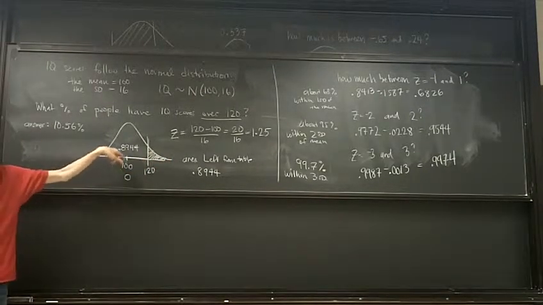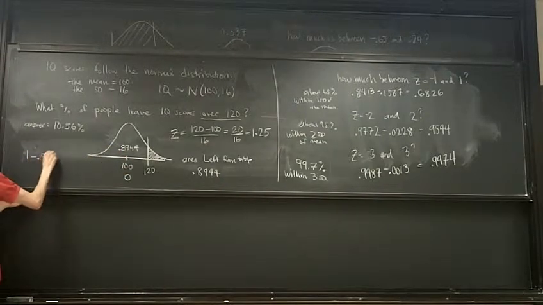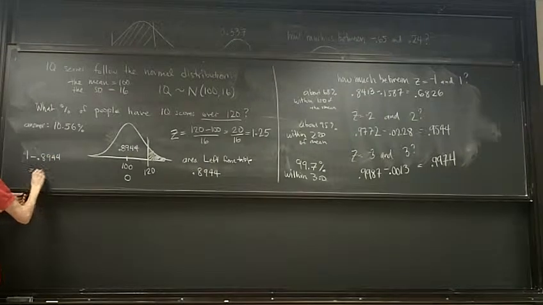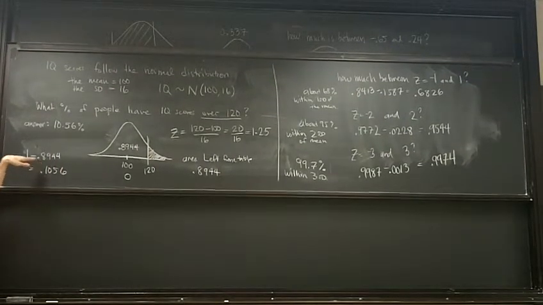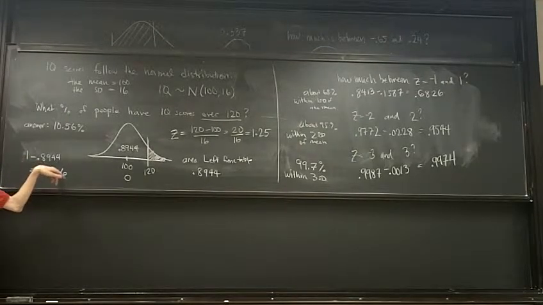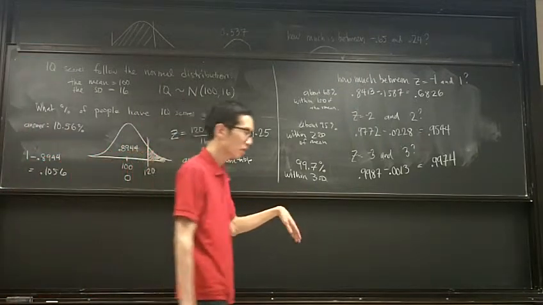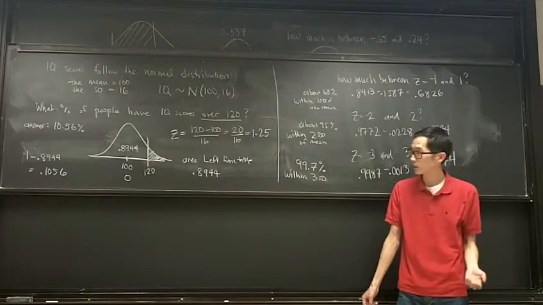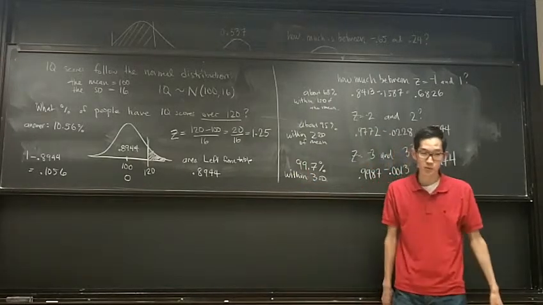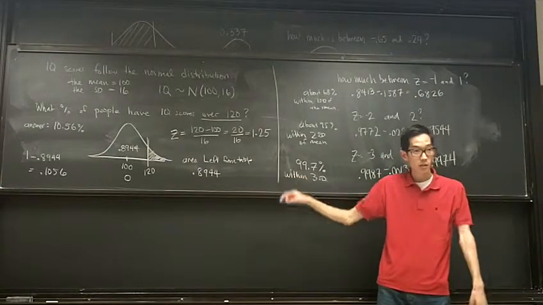You have to do 1 minus this, okay? So 1 minus 0.8944 gives me 0.1056. Now be careful, don't do 100 minus 0.8944. If you do that, you're going to get a totally wrong answer. You have to either do 1 minus or 100% minus 89.44%. So keep your decimals and percentages straight. Is that okay?